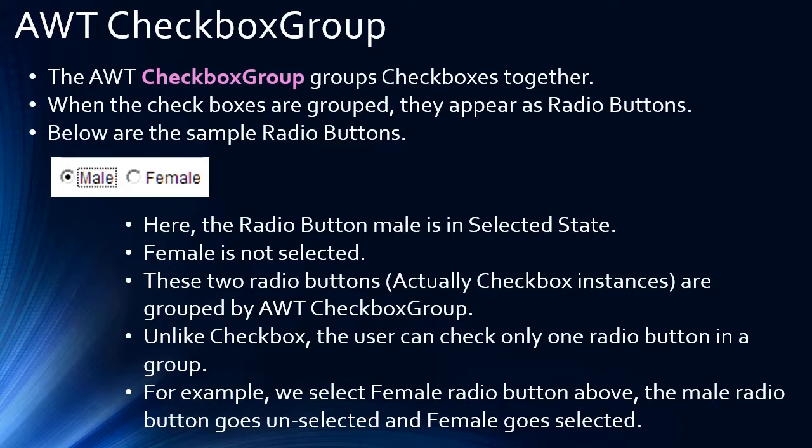If it were a checkbox, when you click female it would get checked and there would be a check mark in male also. But here, when we are using it under a checkbox group, they are treated as radio buttons. So when you select female, the check mark in male will get automatically removed and a new check mark will be placed in the female radio button. That's how the radio button works. Only one radio button will be in a checked state in a group.